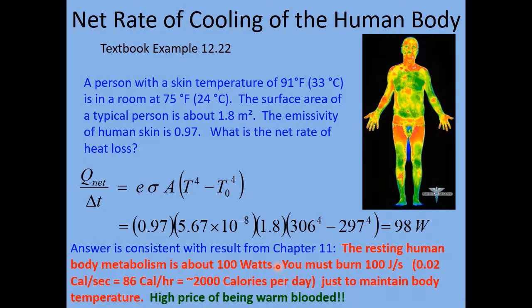You must burn 100 joules per second, which, by the way, is 0.02 calories per second, or 86 calories per hour, or around 2,000 calories per day, just to maintain body temperature. This is the high price of being warm-blooded. Having warm bodies has its advantages for survival, but it comes at a price. We have to consume 2,000 food calories a day just to replace all of the thermal energy that is radiating away from our body because our body is warmer than its surroundings.